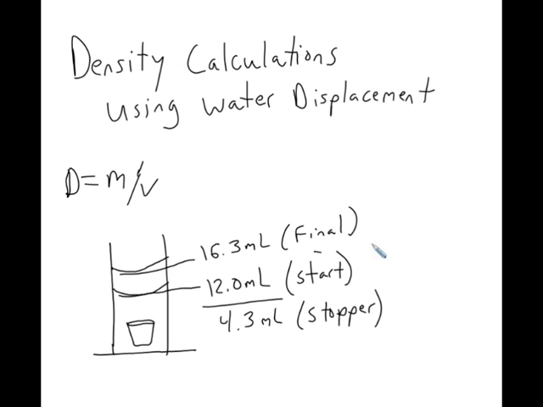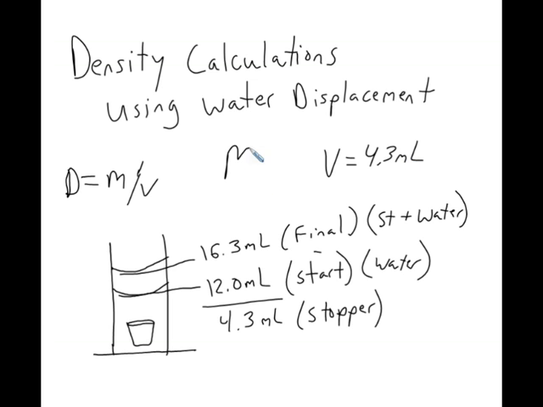Up here, 16.3 is equal to the stopper plus the water. We don't want the water, we just want the stopper. So we need to subtract the 12, which is only water, to get just the stopper. So we know our volume is 4.3 milliliters based on our measurements.